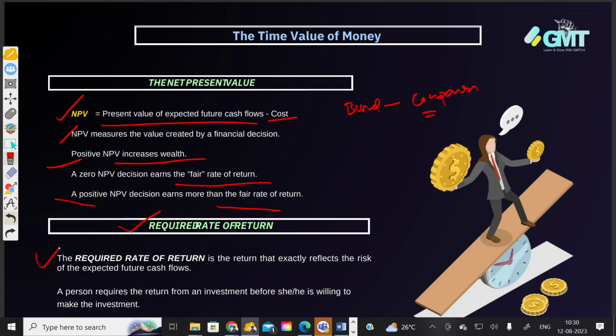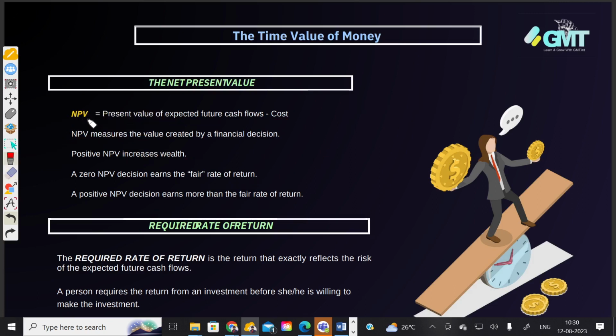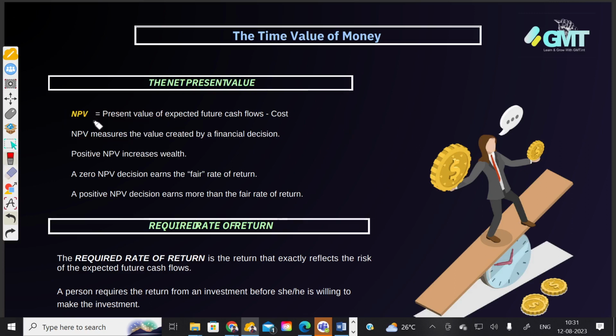So you decide how much return you want and compare that with the investment. For example, let's say you're looking for a 25% return or 20% return from the stocks. First of all, see if that stock market is offering a 20% return or not. If not, then it doesn't make sense to invest. So see your expected rate of return and compare with the market, and then accordingly you can take the investment decisions. All right.